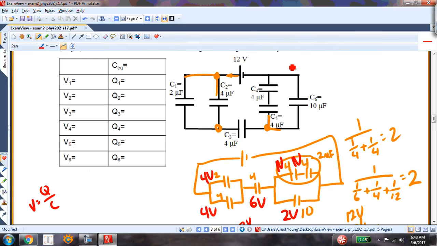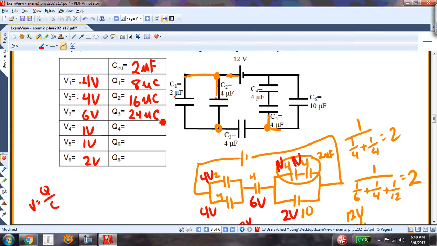I can write down all my voltages here. C1 and C2 are both 4. C3 was 6 volts. C4 and C5 are 1 volt, 1 volt, and 2 volts. And then, let's see, my equivalent was 2 microfarads. And then Q1, Q is just equal to C times V. So 4 times 2 is 8 microcoulombs. 4 times 4 is 16 microcoulombs. 6 times 4 is 24 microcoulombs. 1 and 1 times 4 and 4. Those are identical. And then 2 times 10 is 20 microcoulombs.